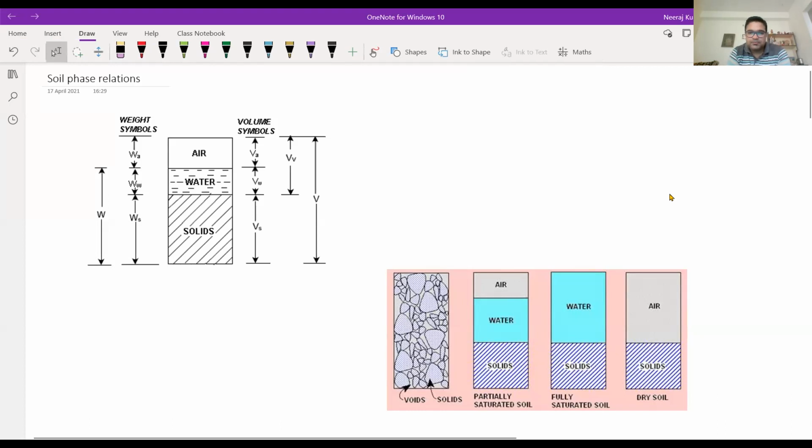Here you can see the diagram for the soil. If we try to define soil, soil is basically solid grains, along with some voids. So if we try to differentiate soil, in this you can see there are some solids of the soil, and in between the solids there are some voids. Now these voids may be filled with air or may be filled with water. So basically, we can model this diagram as a three-phase or two-phase diagram.